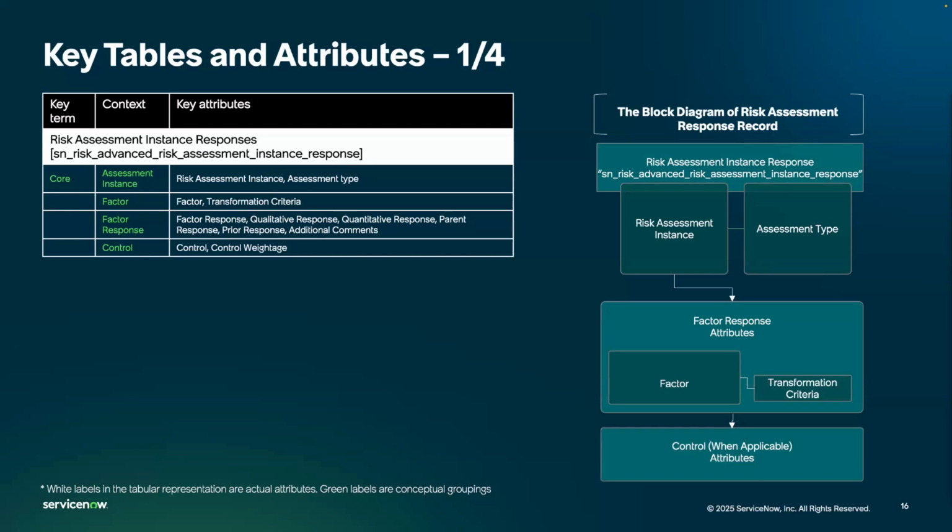Why this matters? This is your audit trail for assessment inputs. When someone asks, why did we get this score? You can trace it back through these response records to see exactly what was answered, how it was transformed, and how it contributed to the calculation. As a pro tip, the prior response field is powerful for trend analysis. Compare current responses to prior responses to see how risk perception is changing over time. There are a few more tables to go through.